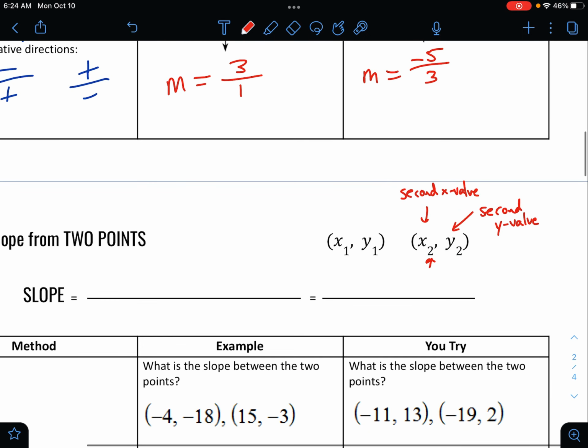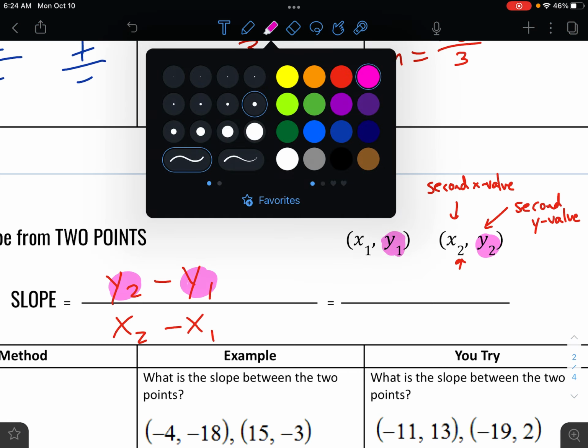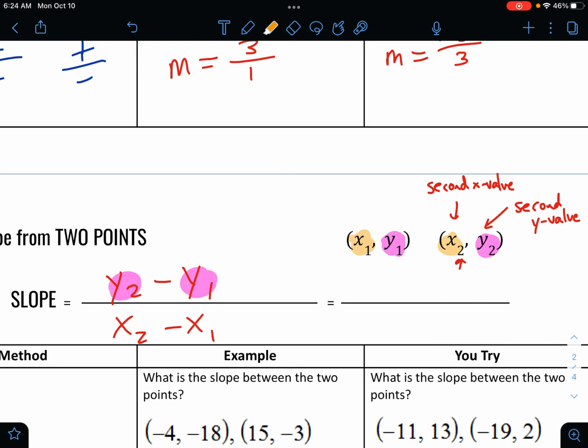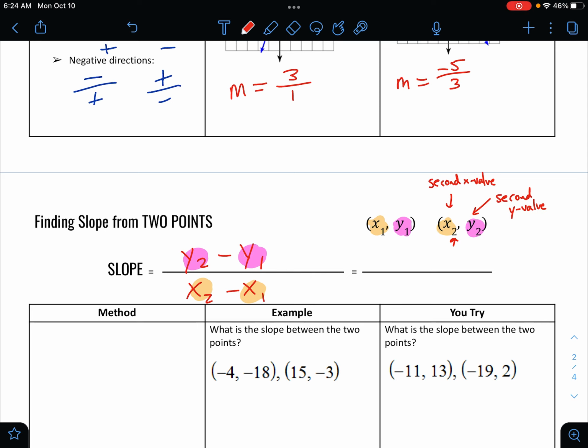Okay, so slope from 2 points is this: y2 minus y1 over x2 minus x1. So notice I'm subtracting the y's and I'm subtracting the x's. Where I see most mistakes is students will have a y value up here and then they'll subtract an x value. So make sure you're pairing the y's, right? The second number in each of the ordered pairs minus the first number. And that's going to give us our change in y over change in x.